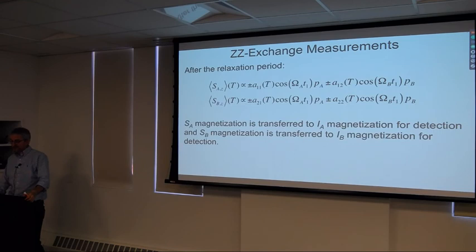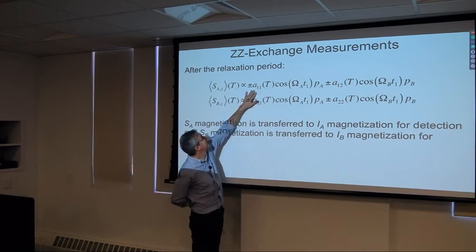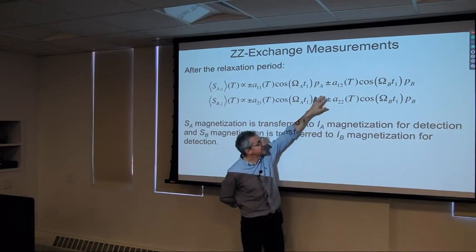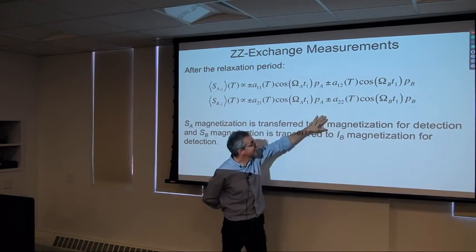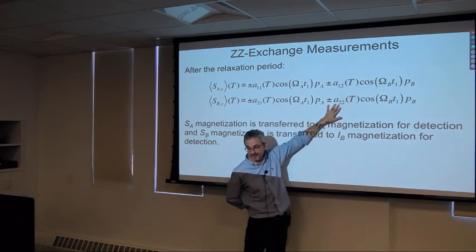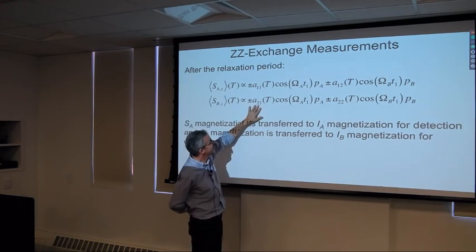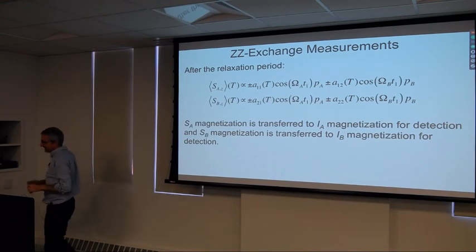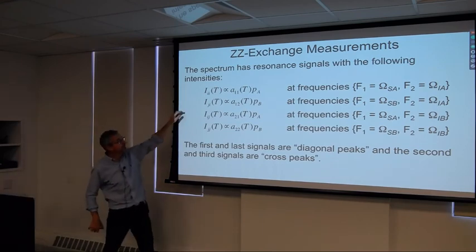And then after the relaxation period, we will have magnetization that started on the A state and ended up on the A state. Magnetization that started on the B state and ended up on the A state. Magnetization that started on the B state ended up on the B state. And magnetization that started on the A state and ended up on the B state. So the magnetization is mixed. And now I just transfer back, and I'm going to record the I-spin magnetization.